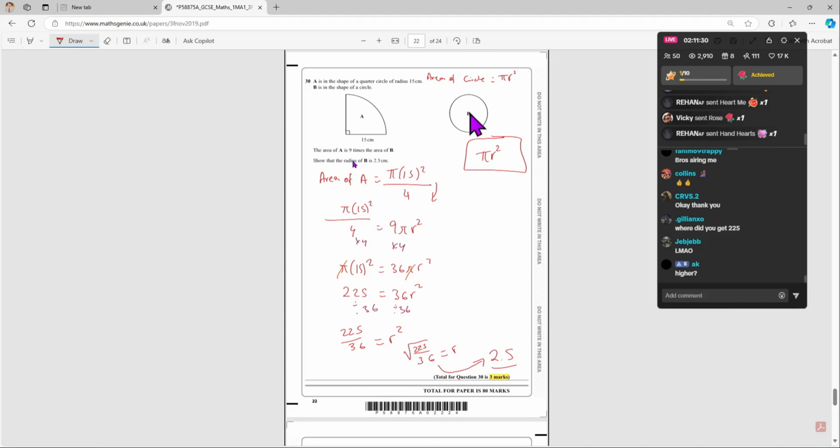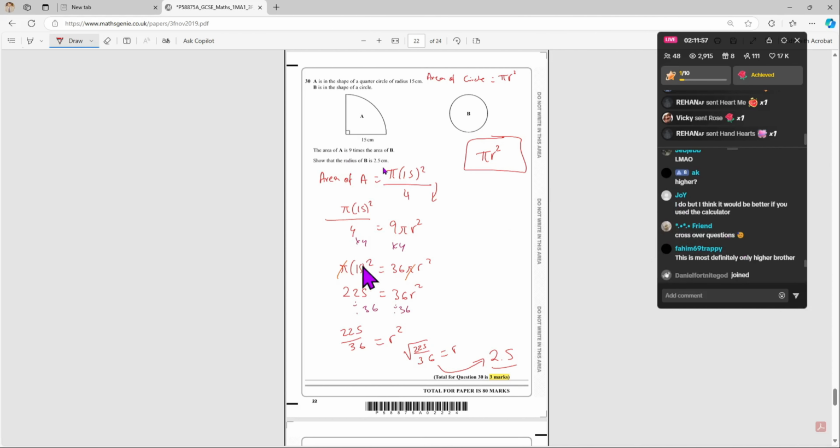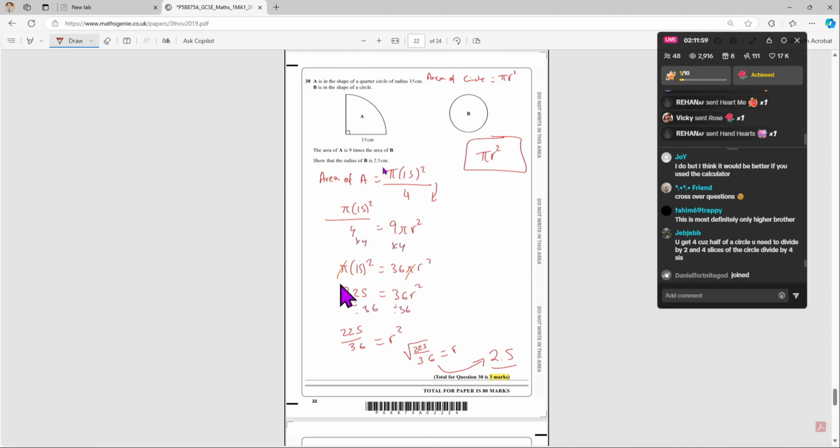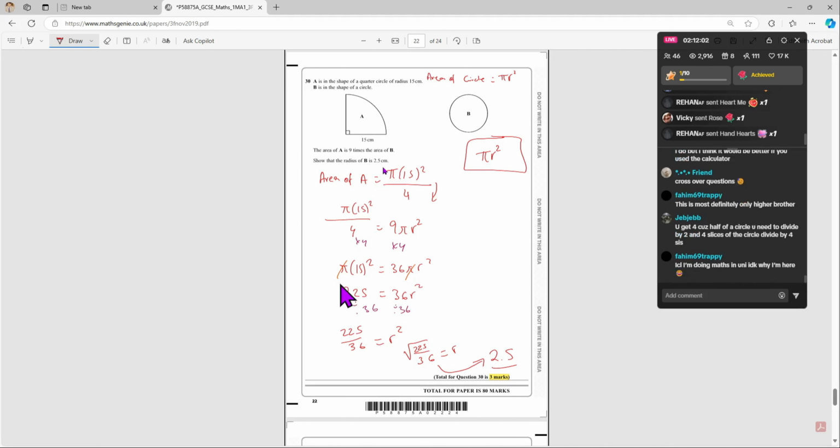This question is both foundation and higher. It also comes in the higher paper, guys. Yes, you can also use a calculator. I am doing the foundation paper. This is the last question on the foundation paper, and it's like the 5th question in the higher paper of the same year.